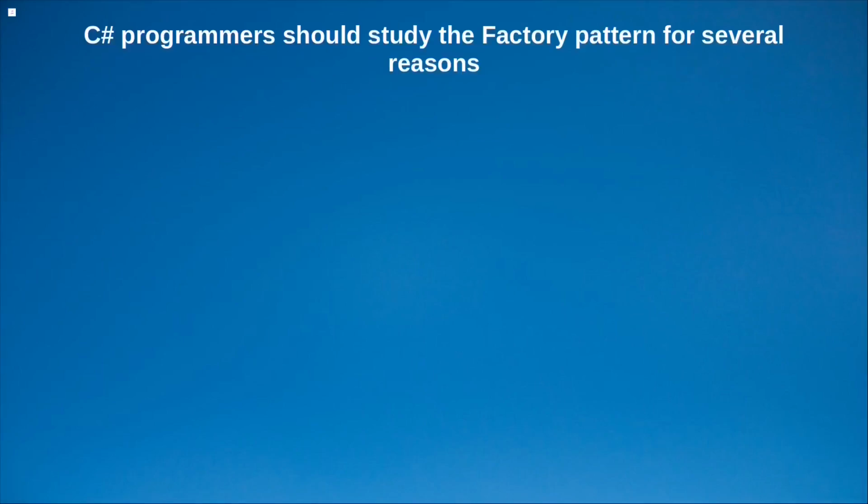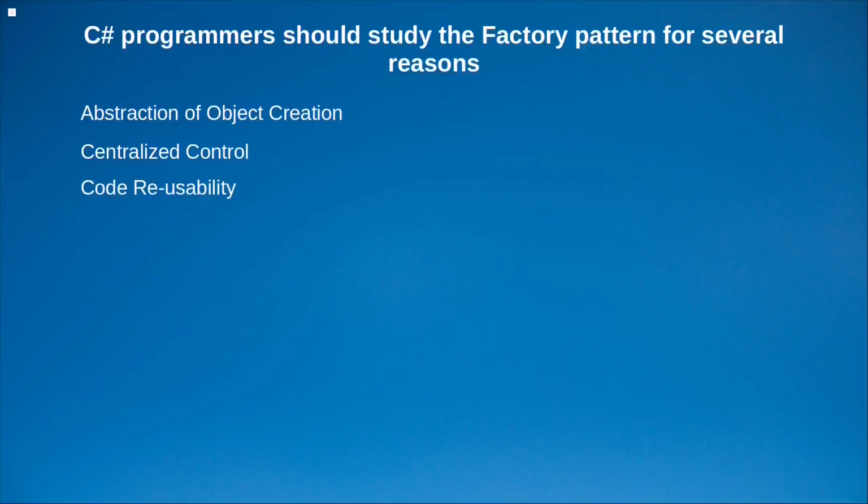C# programmers should study the factory pattern for several reasons. Abstraction of object creation. The factory pattern abstracts the complexities of object creation, allowing client code to focus on using objects rather than creating them. This separation enhances code reusability and maintainability. Centralized control. Factories provide a point of control for creating objects. This can be advantageous when you need to modify the creation process or switch between different implementations without affecting the client code. Code reusability. By encapsulating the creation logic, the factory pattern promotes code reuse. Factories can be used across different parts of an application, reducing redundancy and promoting efficient development.